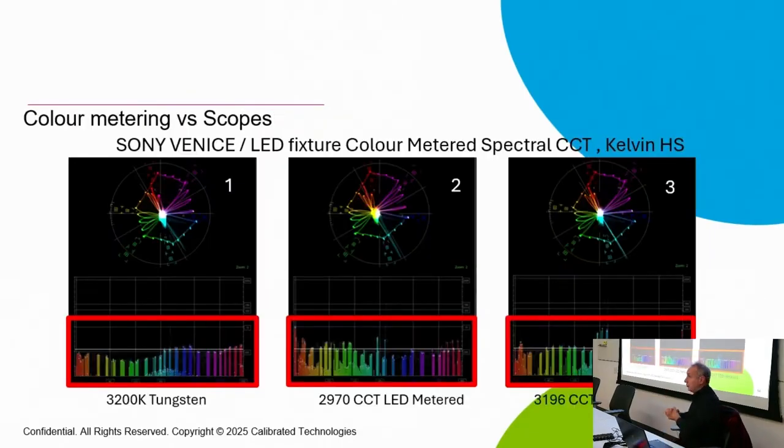Okay, so let's use a color meter. Oh, we got a color meter. Well, there's true tungsten on the left on the HS scope and the vector scope. I've metered that LED at 2970. Not so good. Number-wise, oh, that's 3196. Number-wise, we're close. But look at the chroma response. Totally different. The camera's saying it doesn't match.